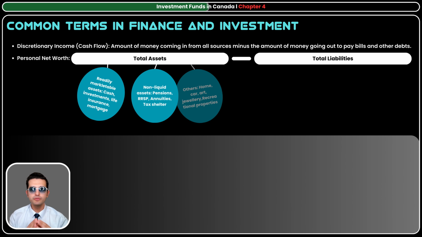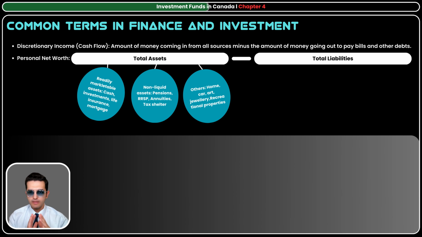Asset type number 3, others. We have tagged them as others. So like what? Like home, car, art, jewelry, recreational vehicle, and these types of assets. So we now know different types of assets.